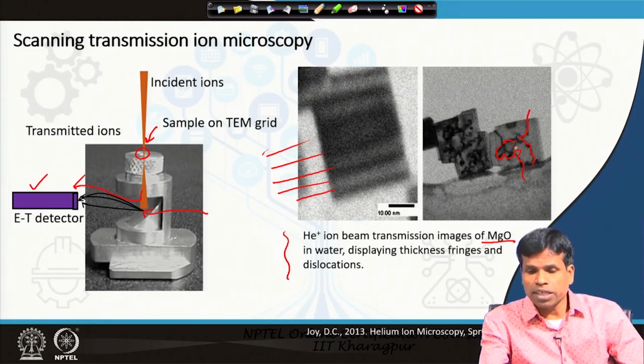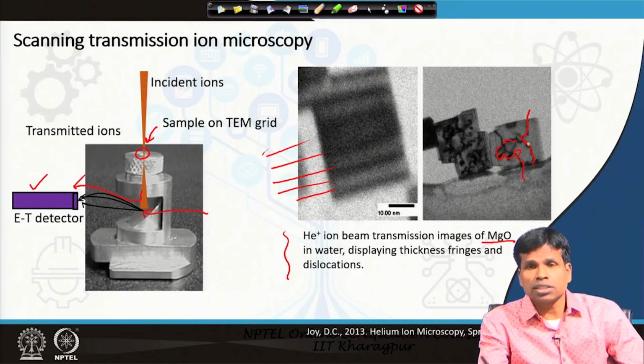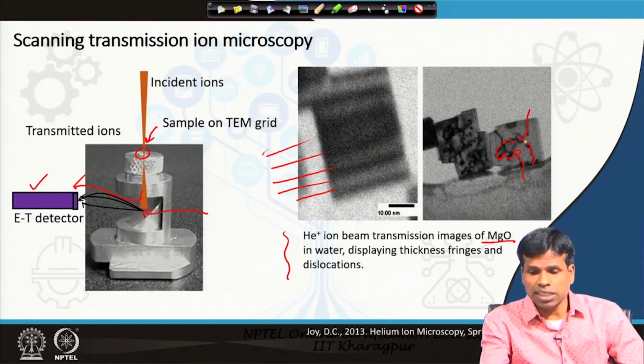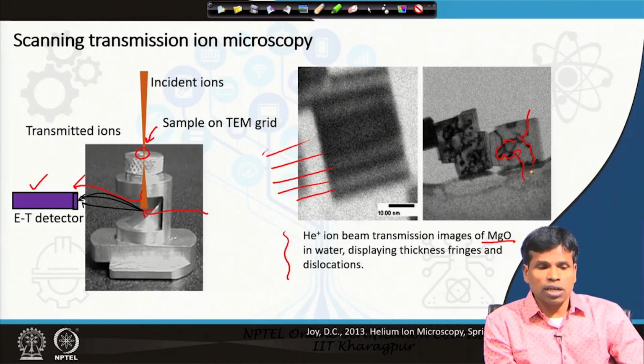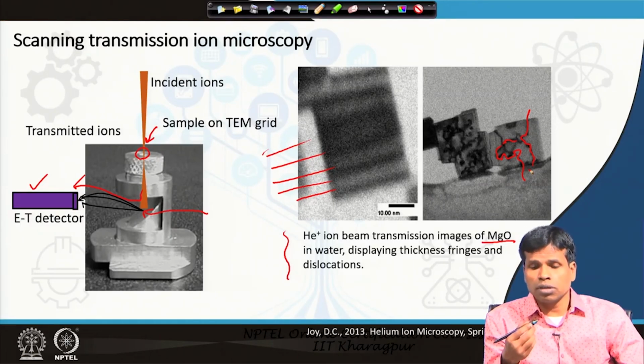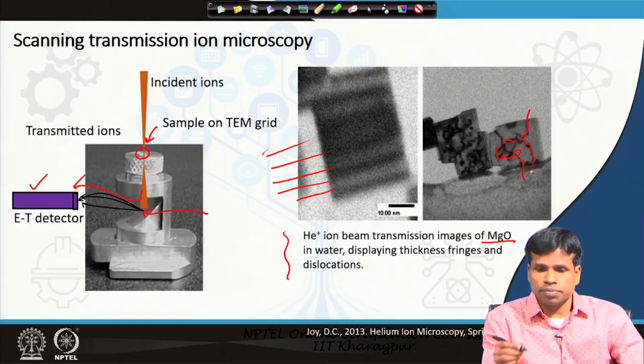Here you see the information which is inside the specimen, the microstructure, because the image is formed from the ions which have passed through the specimen. On the other hand, in normal scanning ion microscopy or scanning electron microscopy, we were just seeing the surface features, the topology, from the signals collected from the specimen.